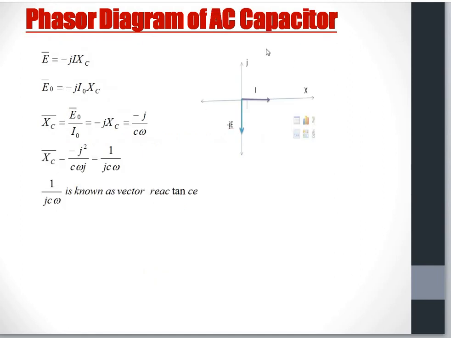And this is the phasor diagram for a pure capacitor. We know that E is equal to minus j into the current. So when we take the current along the x-axis, the voltage lags behind the current by an angle pi by 2. So this will be the voltage across the capacitor. That is given by minus j into I into XC.